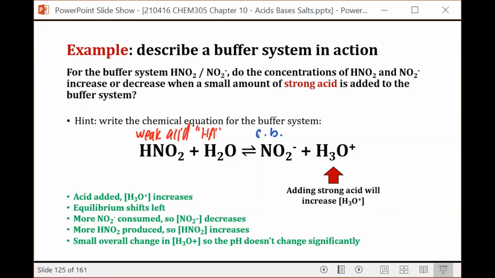So we're going to decrease the concentration of nitrite. We're going to increase the concentration of nitrous acid and water. Nitrous acid is a weak acid, so it's not going to have much of an effect on the pH. And the H3O plus concentration, because the equilibrium shifted left to account for adding more H3O plus, overall doesn't change very much because the buffer system can absorb the added acid and convert it into water and a weak acid, so the pH doesn't change very much overall.